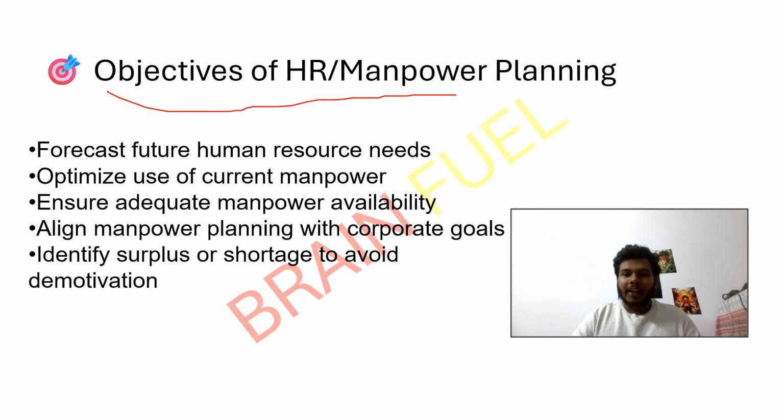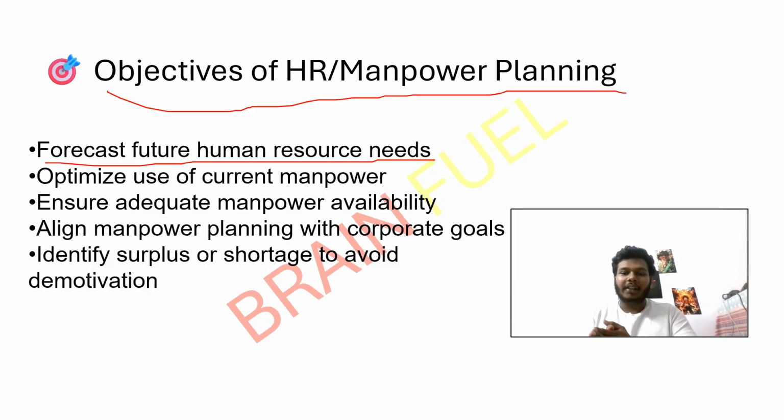Objectives of HR manpower planning. Forecast future human resource needs. Here, as we took an example of 80 laborers for 2 months straight, we will stick to that example. So we will consider it here. Forecast future human resource needs. We have forecasted that 80 laborers are required for 2 months straight. This is the forecast.